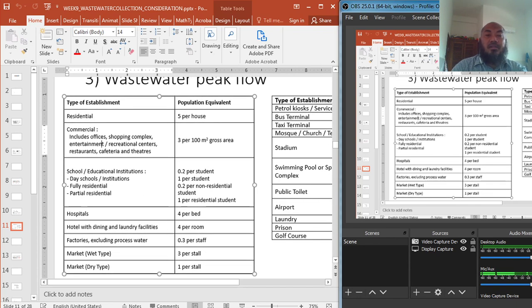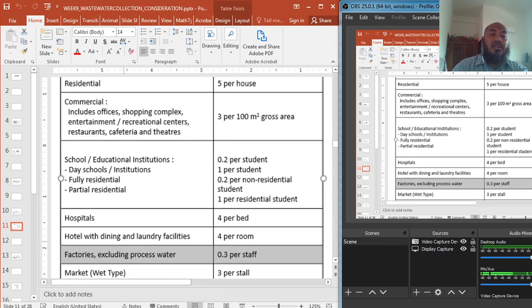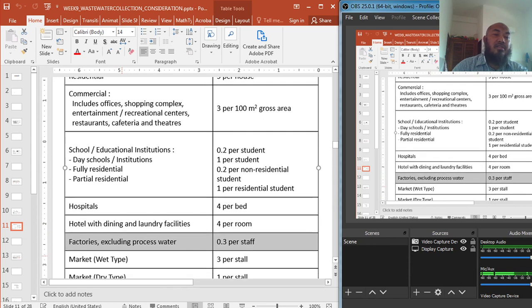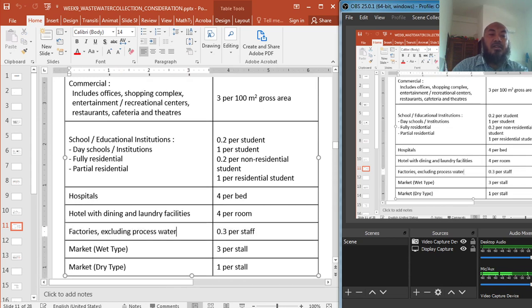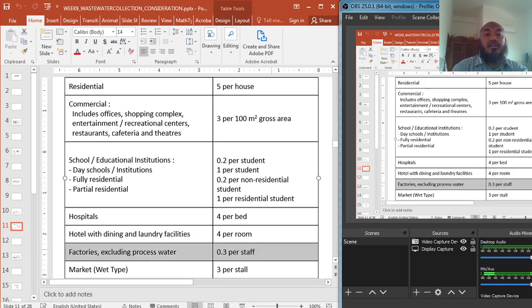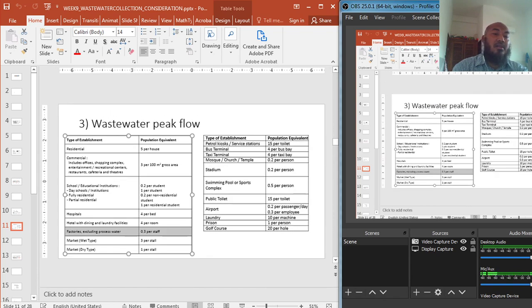These are the standard, and then remember the factory, industry. If the industry is not considered as a light industry, we can use this standard. All right, let us move on.